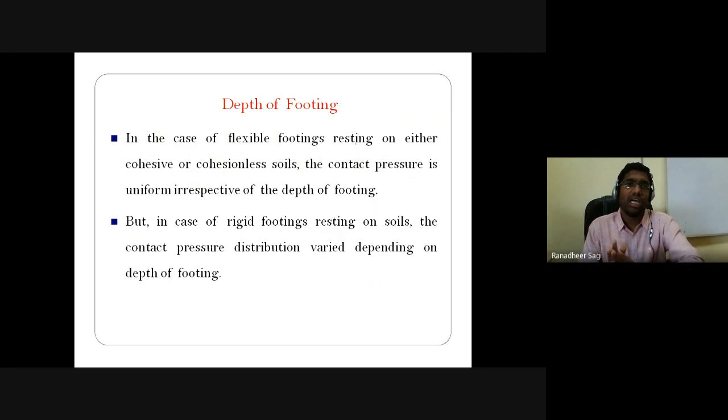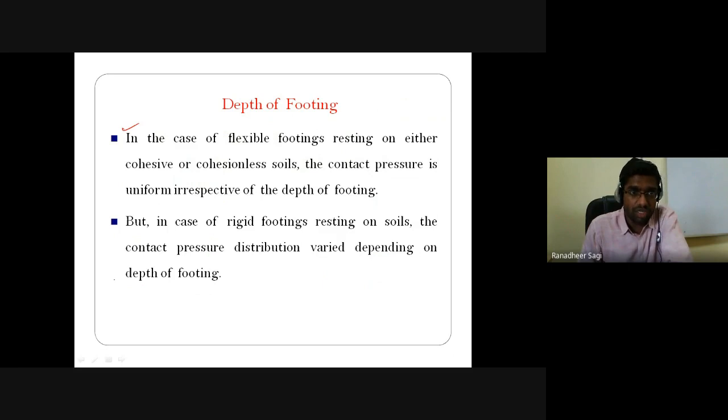Whether the soil on which the flexible foundation is resting is a cohesive soil or non-cohesive soil, it doesn't matter. Your contact pressure distribution diagram is going to be uniform throughout. So that's what is indicated here in point one. In the case of flexible footings resting on either cohesive or cohesionless soils, the contact pressure is uniform irrespective of the depth of your foundation. Whether the foundation is embedded deeper into the ground or constructed at the ground surface, it doesn't matter. In the case of the flexible footing, your contact pressure distribution is going to be uniform irrespective of the depth of that footing.